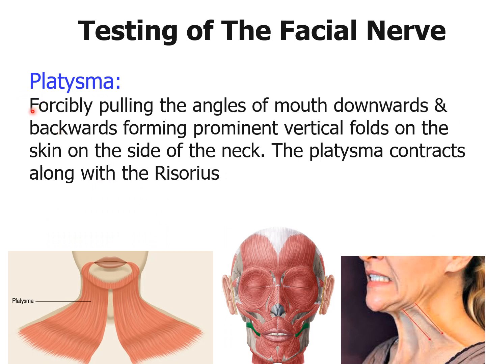You can also look at the function of the platysma muscle, which is a large, superficial muscle in the neck. Forcibly pulling the angles of the mouth downwards and backwards will form prominent vertical folds in the neck, and that is a function of the platysma muscle along with the risorius muscle. The ability to do that indicates normal function of the platysma muscle and the fact that the facial nerve is intact.